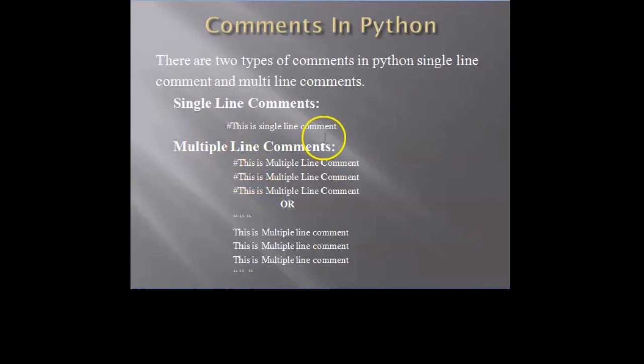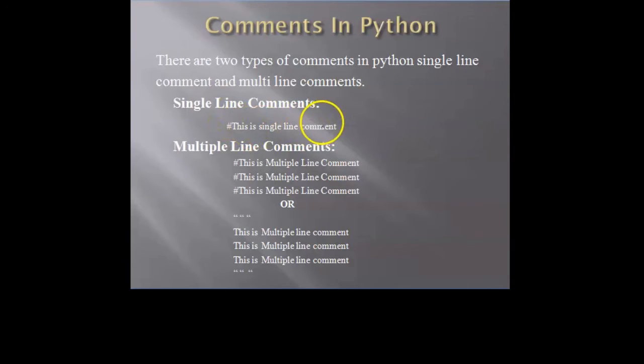How do we write a single line comment? Just use a hash symbol and write whatever you want. All of this will be considered a comment. It will not be considered in the program. The compiler doesn't compile it, so it will not affect your program. It will be treated as a comment.